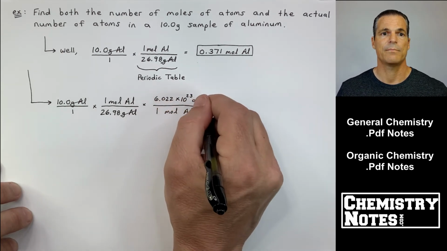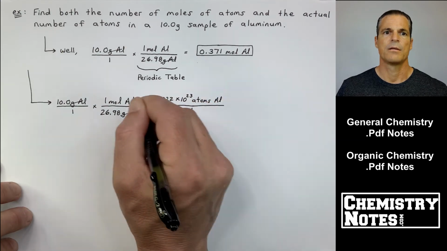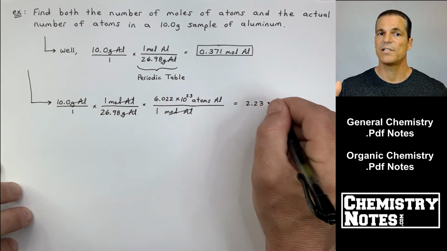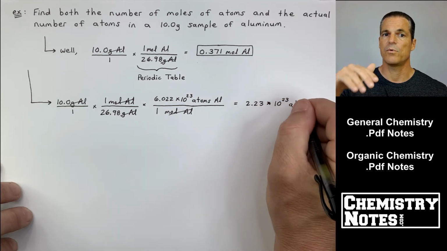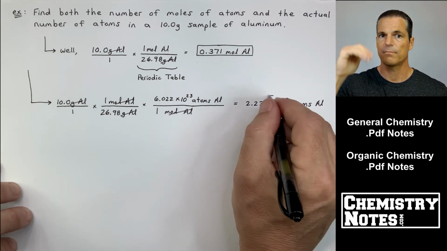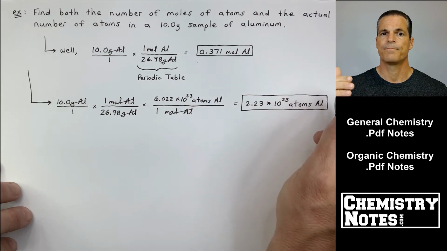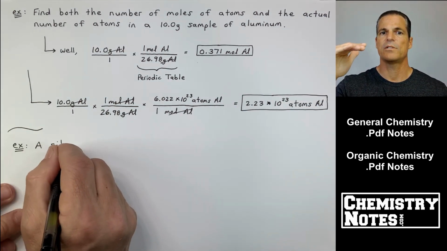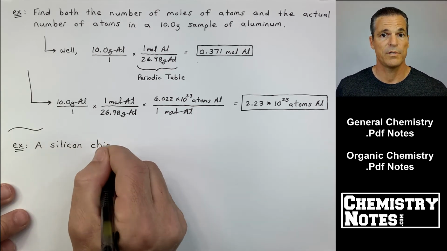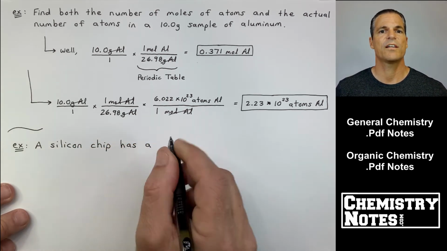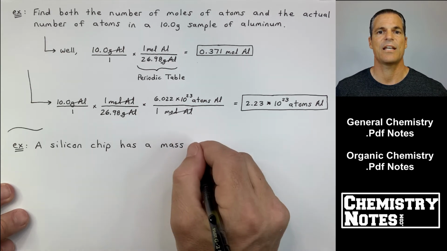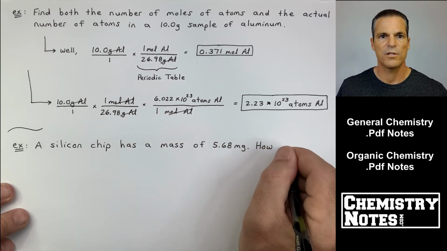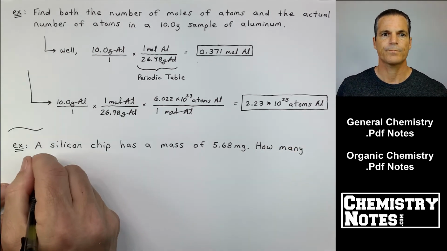Okay? All right, well, now that I'm in moles of aluminum, I could have gone in one step to atoms, but I'm going to start from the beginning again. So 10.0 grams of aluminum over 1 divided by 26.98 grams of aluminum with 1 mole of aluminum on top. That gets me into moles of aluminum. For every 1 mole of aluminum on the bottom, I have 6.022 times 10 to the 23rd atoms of aluminum. My answer, 3 sig figs, 2.23 times 10 to the 23rd atoms of aluminum. Follow the units, right? The units are more important than the numbers.